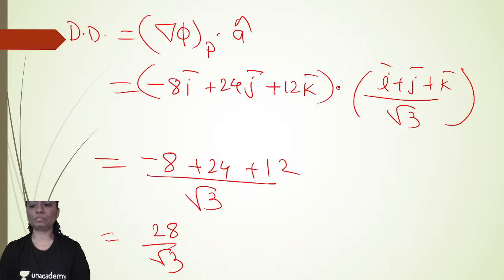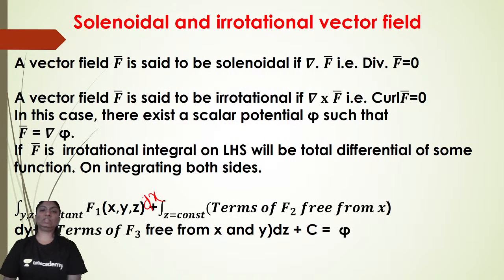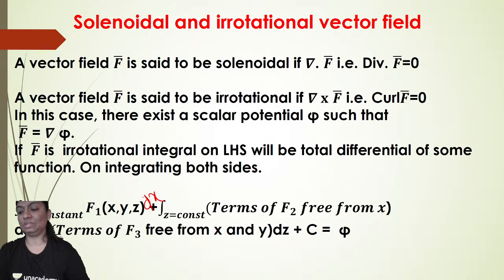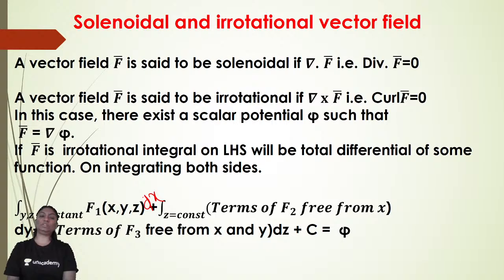Now the solenoidal and irrotational vector field. A vector field F bar is said to be solenoidal if del dot F bar, that is divergence of F bar, is equal to 0. And a vector field F bar is said to be irrotational if del cross F bar, that is curl of F bar, is equal to 0. In this case, there exists a scalar potential phi such that F bar is equal to del phi.